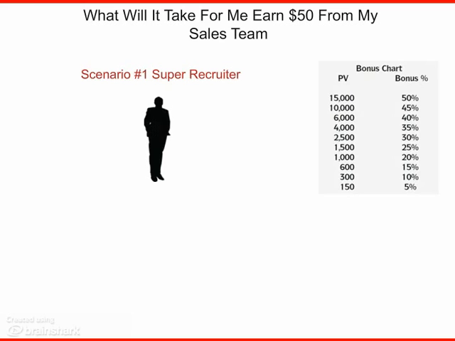The second way to earn $50 or to break even on your own subscription is to do that by generating enough team sales that your override is equal to or greater than $50. So I'm going to present a couple of different scenarios to you here of how to do that. Remember, in a stair-step breakaway, width creates profitability and depth creates security.